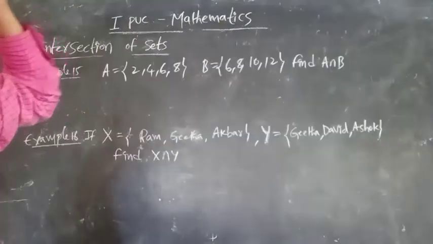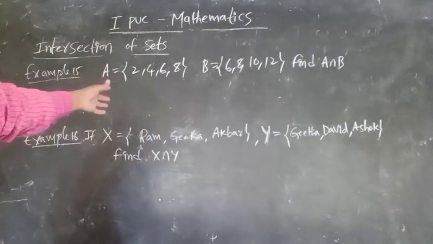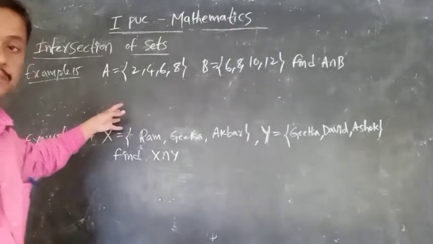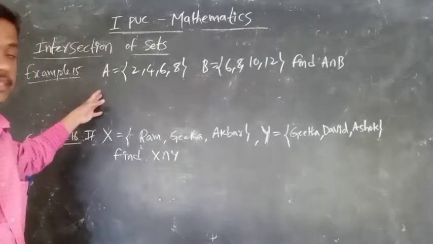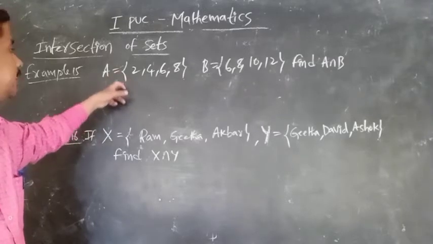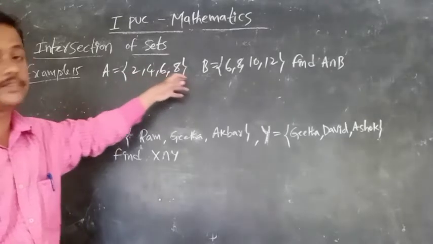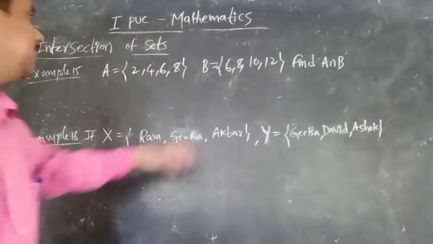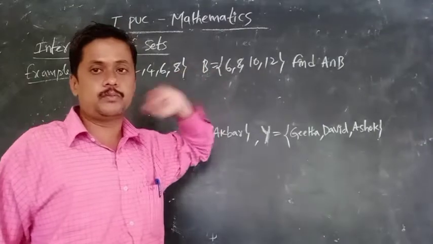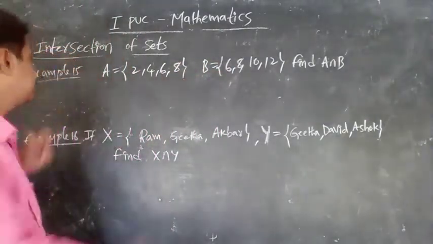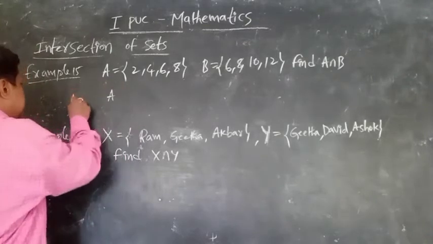My dear students, before going to the properties, first we have to observe some examples. Example 50: a set A is given, A is equal to {2, 4, 6, 8}, and set B is given, {6, 8, 10, 12}. Find A intersection B. So A intersection B is equal to the answer.